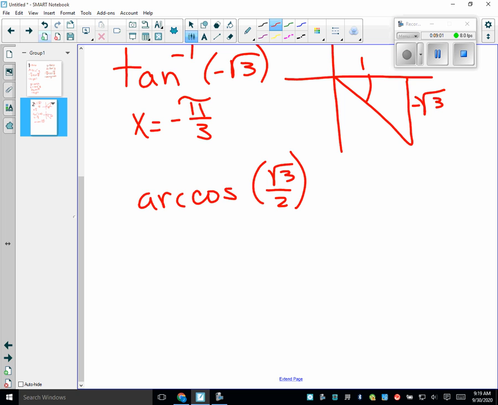What quadrant is that in? Quadrant 1? And cosine is adjacent over hypotenuse, which makes it pi over 6.